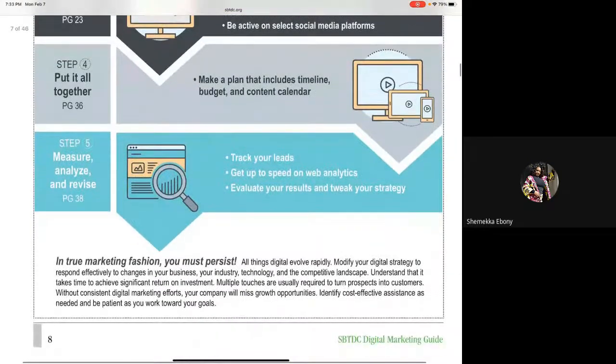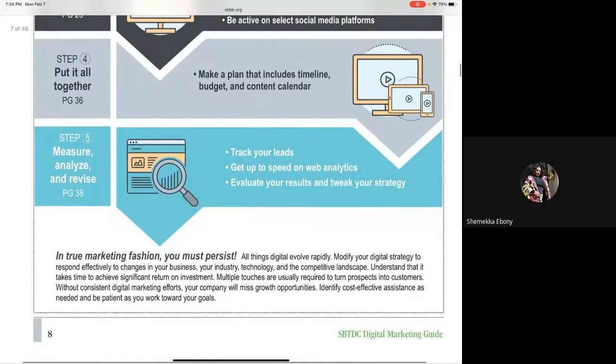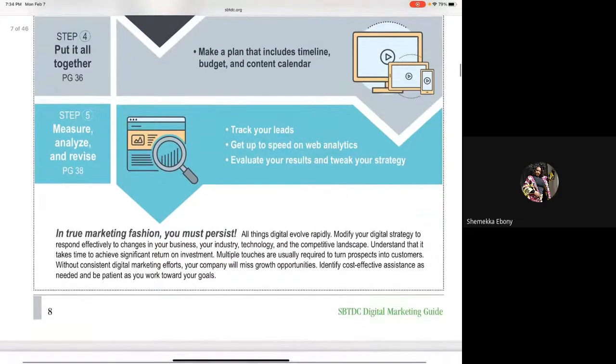Then step 4 is talking about putting it all together, looking at a plan that includes timeline, budget, and the content calendar. The budget for marketing is so important, and many small businesses are not implementing enough of their resources to that because we feel like, honestly, we can do it ourselves. But then time reminds us that we can't. So this is a really good investment if you do your research on finding marketing companies that will really actually do the work.